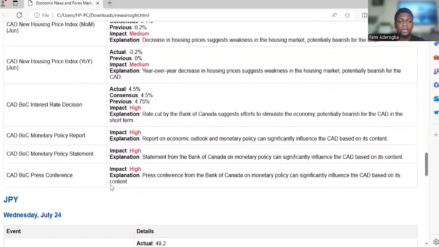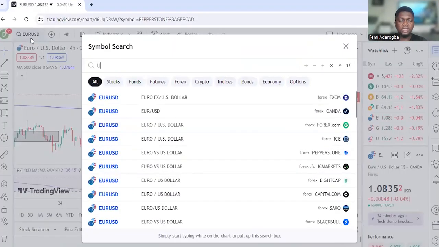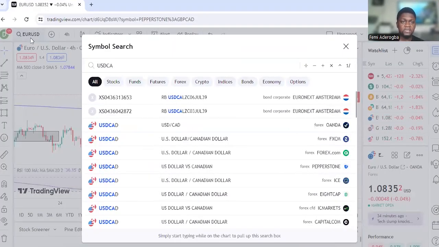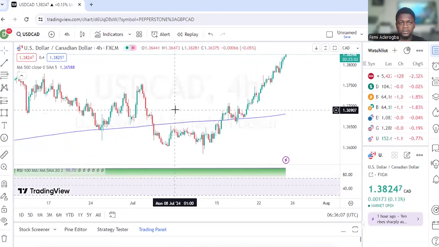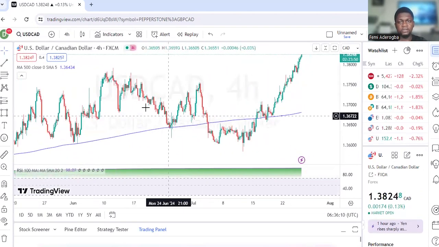Now you can see on that particular day as well, we have the monetary policy report, which we don't have the details like that. We have that of 3 reports like that, but the quantitative one shows that Canadian dollar was extremely bearish. Now let's go and check the chart and see what happened there. So let's tabulate USD against Canadian dollar.